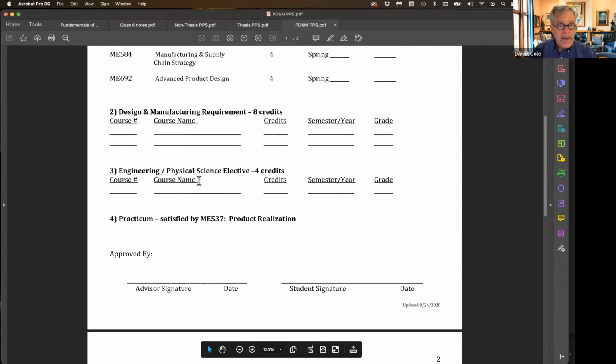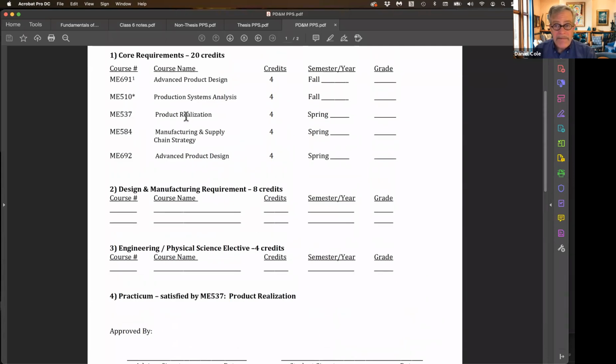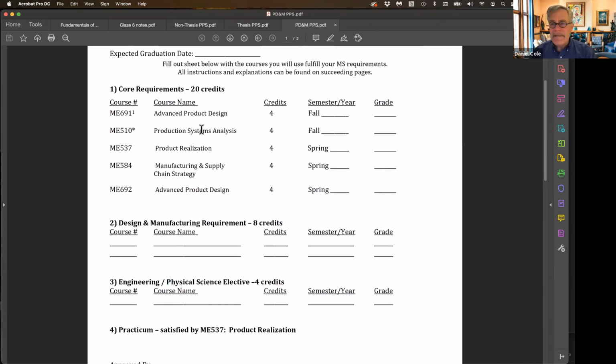Okay. And then you have one open one, which is engineering in general or physical science, just like in the other one. So this one's the most flexible category right there. In the practicum, you don't have a choice of 8 or 10 or whatever it was. You have to take that one right there, product realization. That's your practicum.